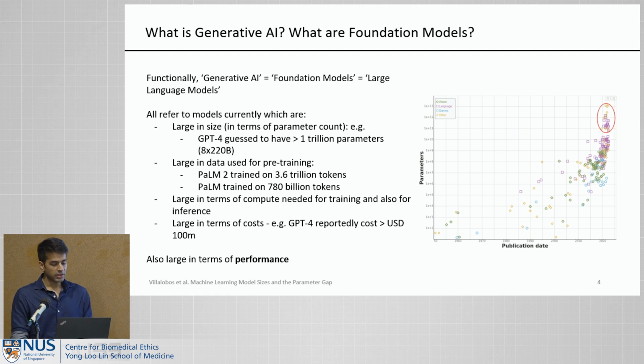They're also large in terms of the data used for pre-training. PaLM 2 was trained on 3.6 trillion tokens. PaLM was trained on 780 billion tokens, something like 54 gigabytes of information or so. As a result of size and data, they're large in terms of compute needed for training. But not just for training, they're also large in terms of compute needed for inference. Every time you run a query through these models, the computational power necessary is much more massive than it used to be, because all that information now has to flow through 1 trillion parameters instead of 1 million parameters.